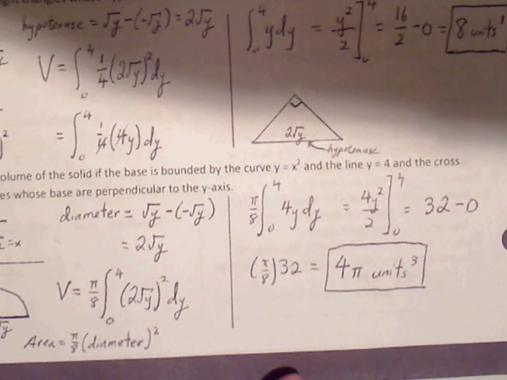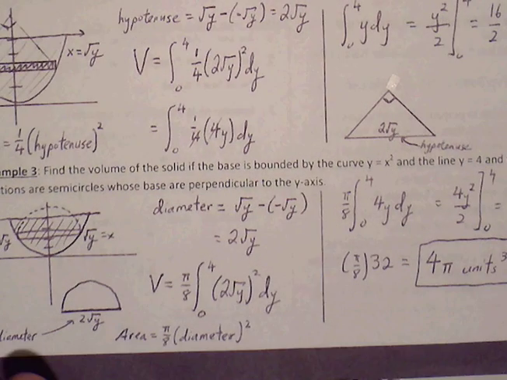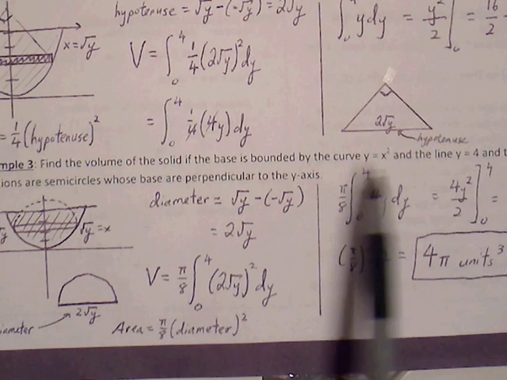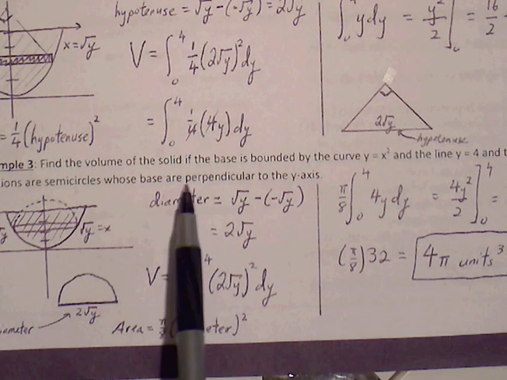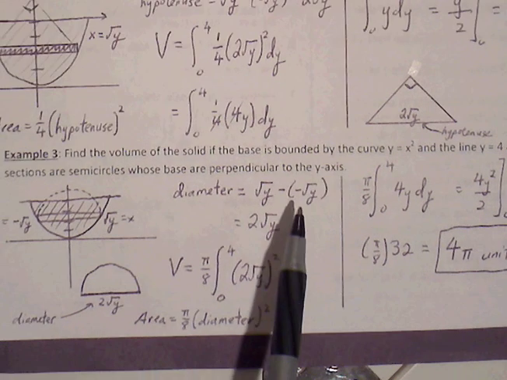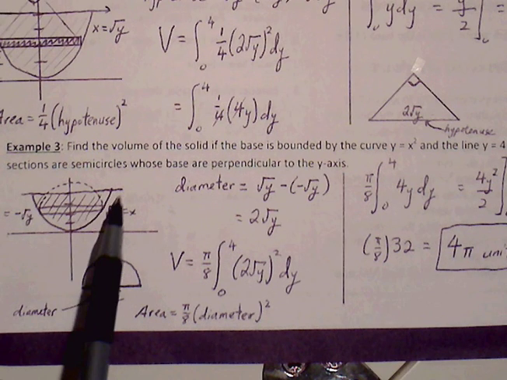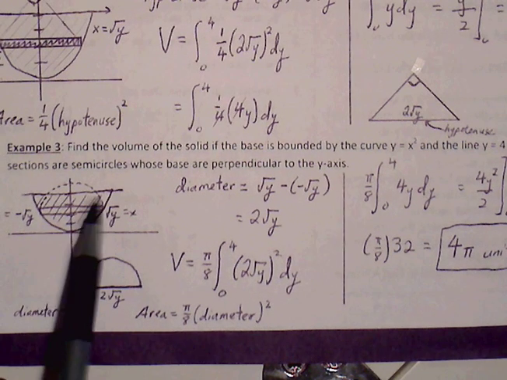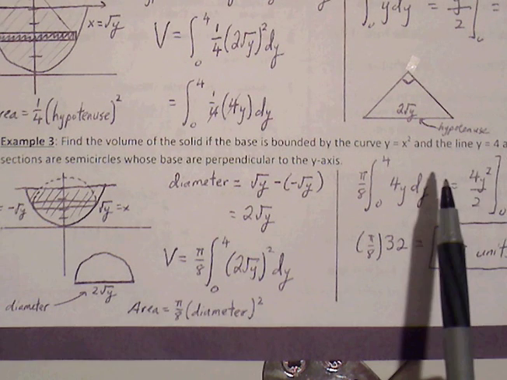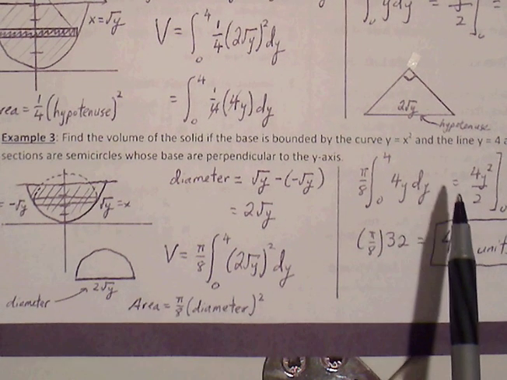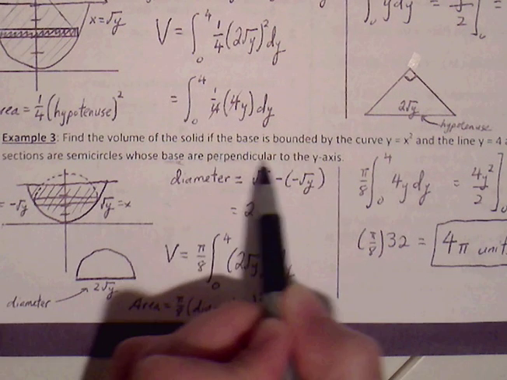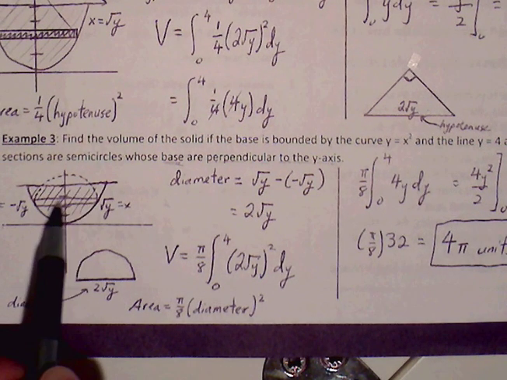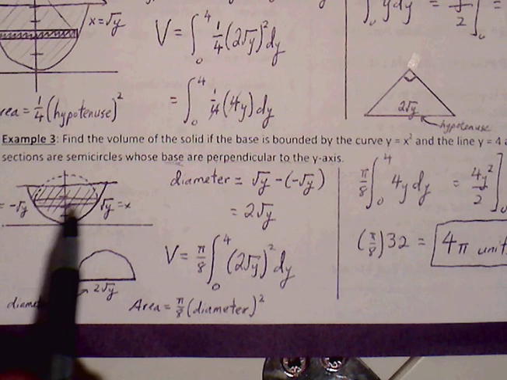Okay, one last example. We have: find the volume of a solid if the base is bounded by the curve y equals x squared and the line y equals 4, and the cross sections are semicircles whose base are perpendicular to the y-axis. So again, we have actually the same shaded region. We have y equals x squared, we have y equals 4, and so we have the shaded region, and they're telling us how to draw these lengths or bases. It says the base is perpendicular to the y-axis. So the y-axis is going up and down. Perpendicular means 90 degrees, so that means we want the base to go from left to right, horizontally.